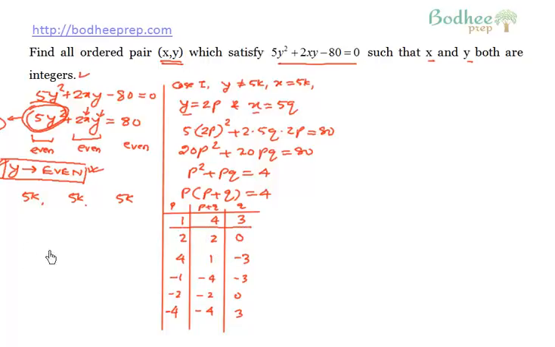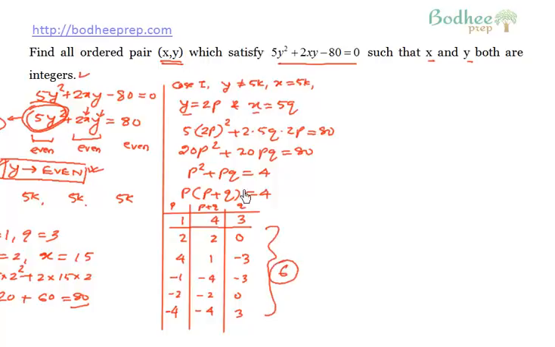So I'm taking the first value. For p equal to 1 and q equal to 3, the value of y would be 2 and the value of x would be 5 into 3, that is 15. So if you put x equal to 15 and y equal to 2 in the equation, the LHS should be equal to 80. So it will be 5 into 2 square plus 2 into 15 into 2. This is going to be 20 and this is going to be 60, which is equal to 80. Similarly, you can test for all the other values. So I can say that the number of pairs for x and y would be 6 for case number 1. These are the 6 solutions for case number 1.